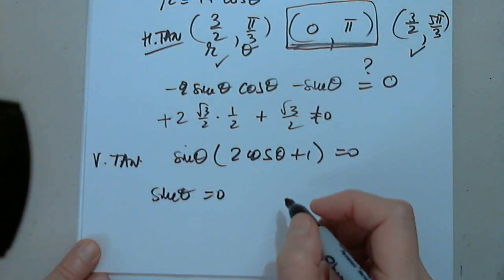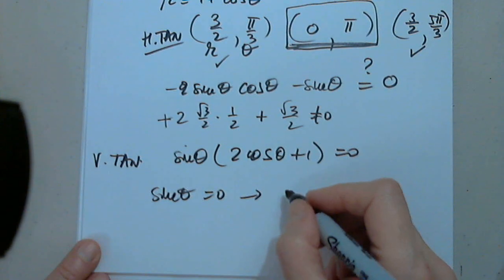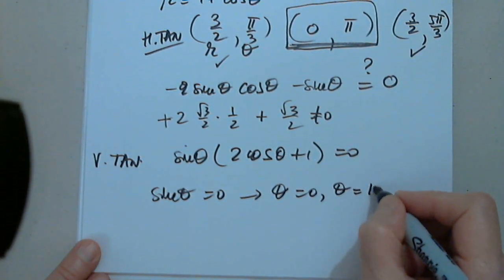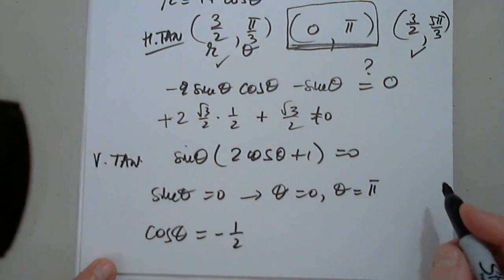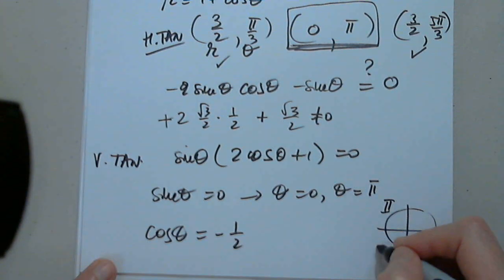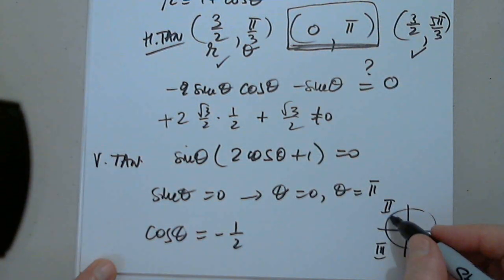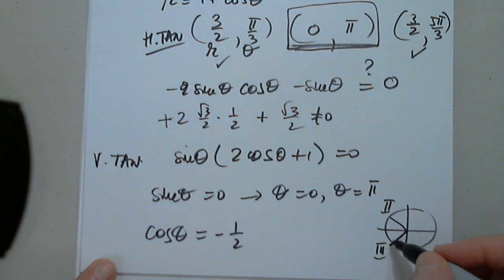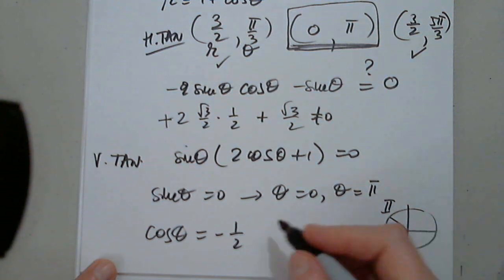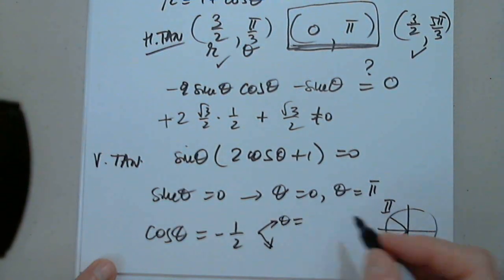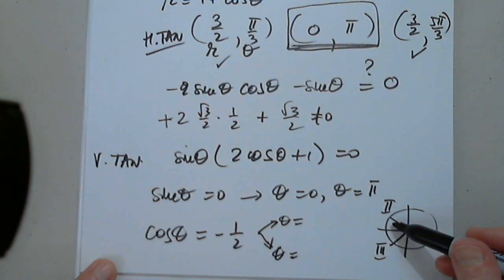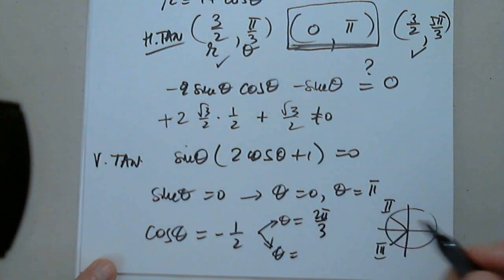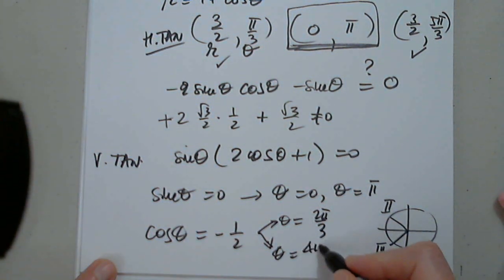Sine theta equals 0. And here we have two possibilities: theta equals 0, theta equals pi. And for cosine, theta equals -1/2. So we're talking now about the second and the third quadrants, where we have pi minus pi over 3. So two angles here. Pi minus pi over 3 is 2 pi over 3, and pi plus pi over 3 is 4 pi over 3.